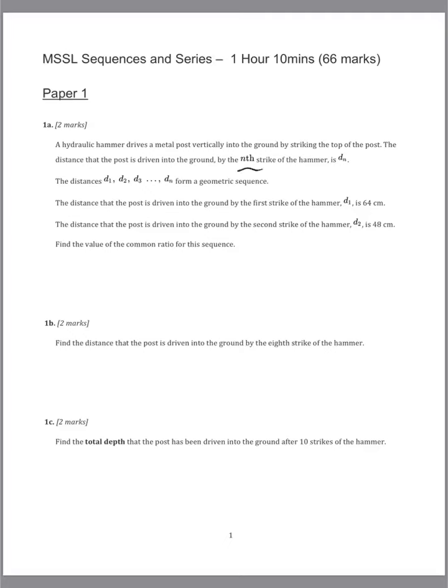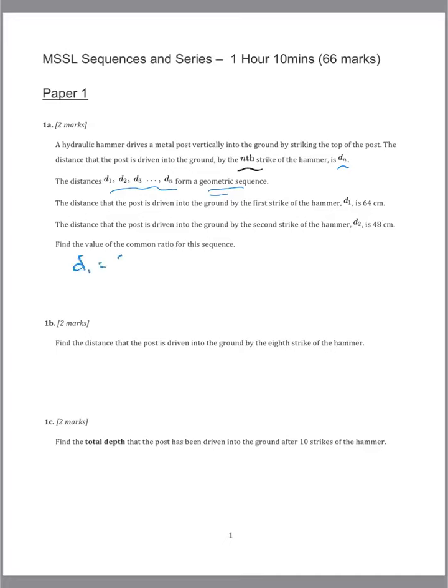Let's go for blue. It is dn. The distances d1, d2, d3 form a geometric sequence, so that's quite nice. It's telling us that it's geometric. The distance the post is driven into the ground on the first strike of the hammer: D1 is 64. That's going to be handy. Let's write that down again.